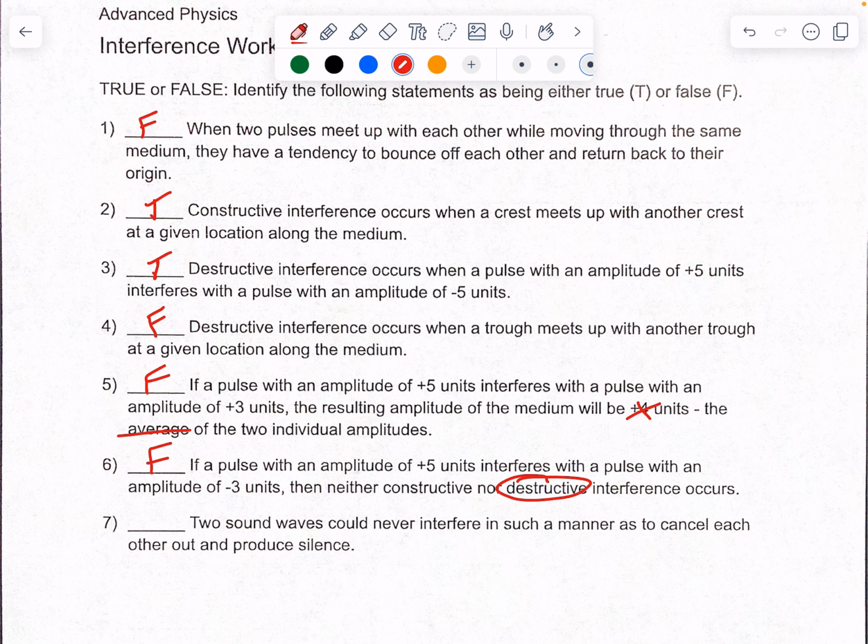Number 7, two sound waves could never interfere in such a manner to cancel each other out and produce silence. This would be false. That's how noise canceling headphones work: they interfere perfectly with the sound coming in so that those amplitudes cancel each other out, you don't hear that loudness, and that makes things a lot quieter. That's how those actually work. And we'll talk more about sound and more standing waves in the next video.